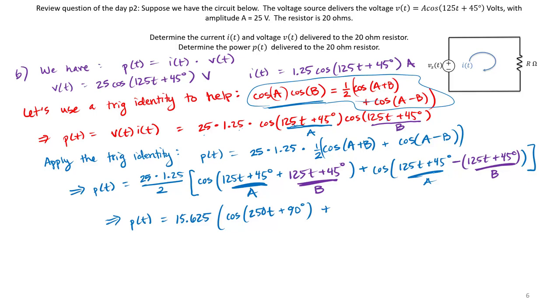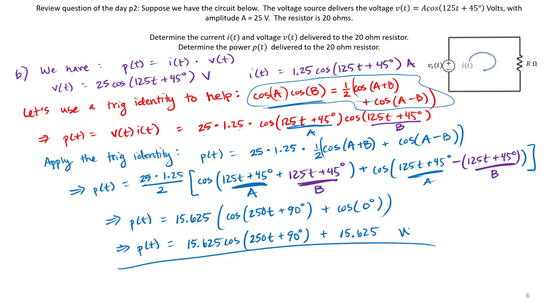And then, second term, look what happens here. A and B are equal. So that second term becomes a constant, cosine of 0. So therefore, our power becomes 15.625 cosine 250t plus 90 degrees plus cosine 0 times 15.625 gives us 15.625. And that is our power as a function of time.